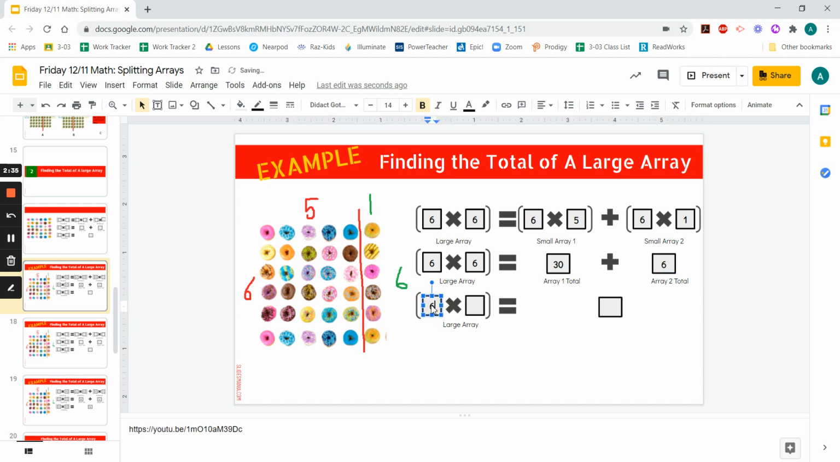My last step will give me the answer to 6 times 6. I just add the total of the two, or the answers to the two small multiplication facts, 30 and 6, to get 36.